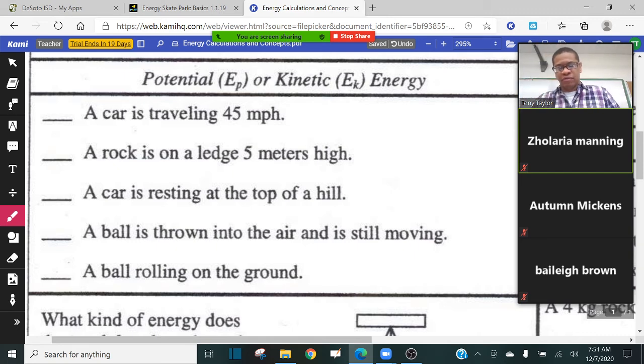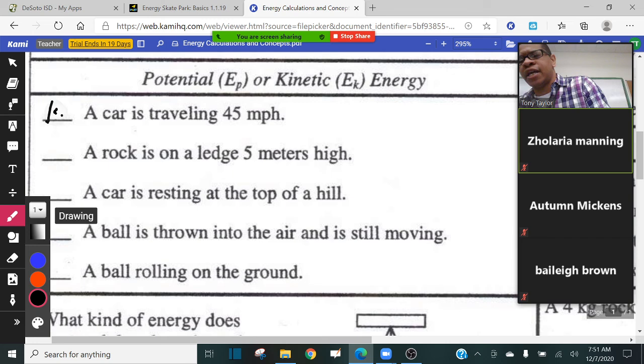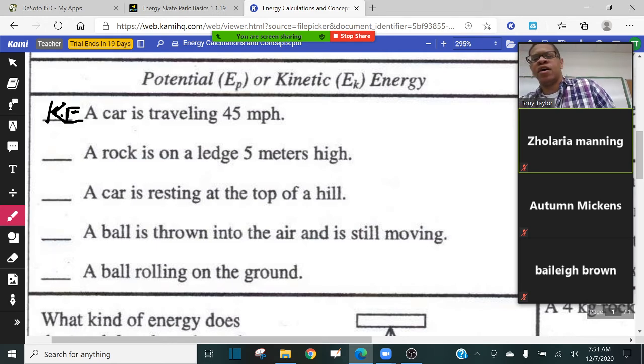So the first one right here says, you have a car that is traveling at 45 miles per hour. Does it have potential energy or kinetic energy? Here, if it's traveling, it's in motion. We're dealing with kinetic energy. So I'm going to write kinetic energy there. A rock is on a ledge 5 meters high. So it's above the ground, so we're dealing with potential energy. If it was on the ground, it would be 0 potential energy.